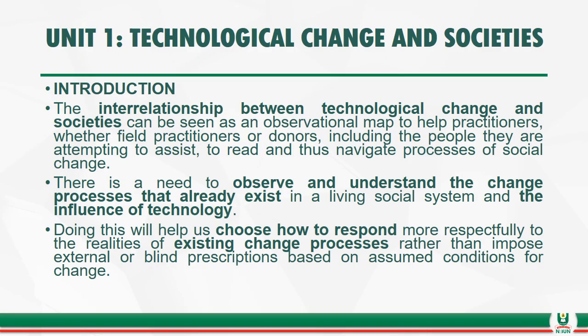You are welcome to AEM 508. In 508, we are taking Unit 1, which has the topic technological change and societies. The introduction says that the interrelationship between technological change and societies can be seen as an observable map to help practitioners, whether field practitioners or donors, including the people that they are attempting to assist, to read and thus navigate processes of social change. There is need to observe and understand the change processes that already exist in a living social system and the influence of technology.